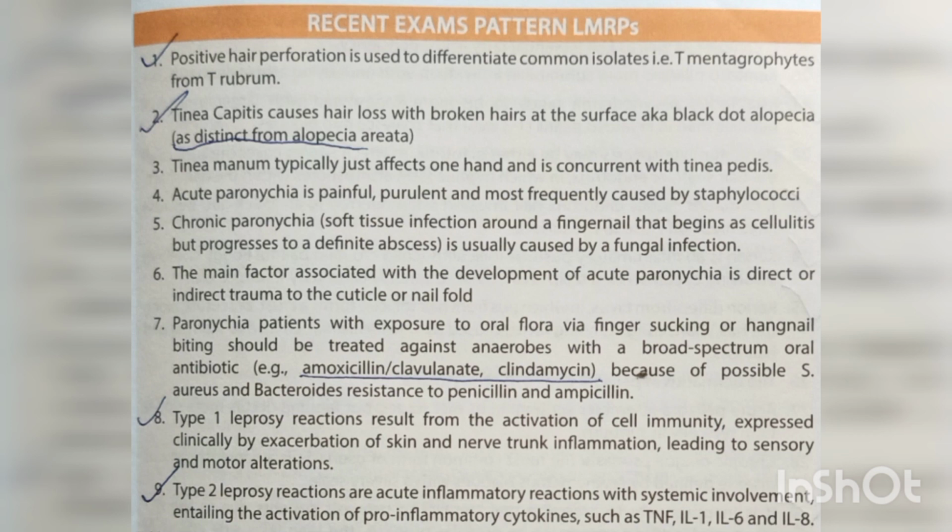Type 1 leprosy reaction results from the activation of cell immunity, expressed clinically by exacerbation of skin and nerve trunk inflammation, leading to sensory and motor alterations. Type 2 leprosy reactions are acute inflammatory reactions with systemic involvement, entailing the activation of pro-inflammatory cytokines such as TNF, IL-1, IL-6, and IL-8.